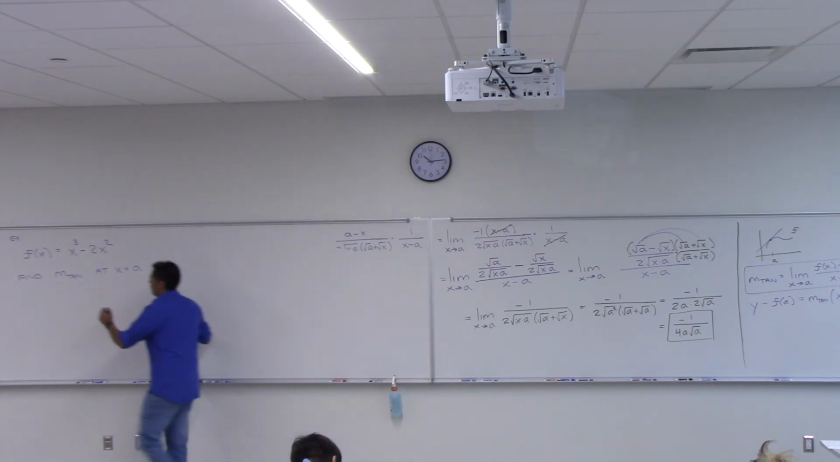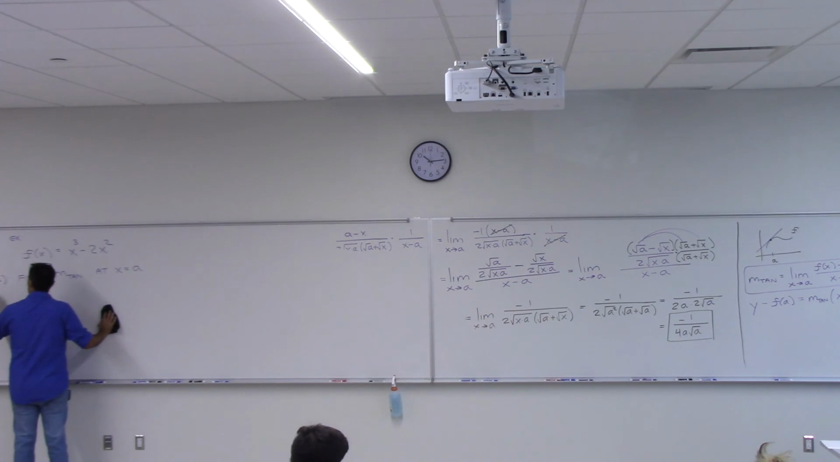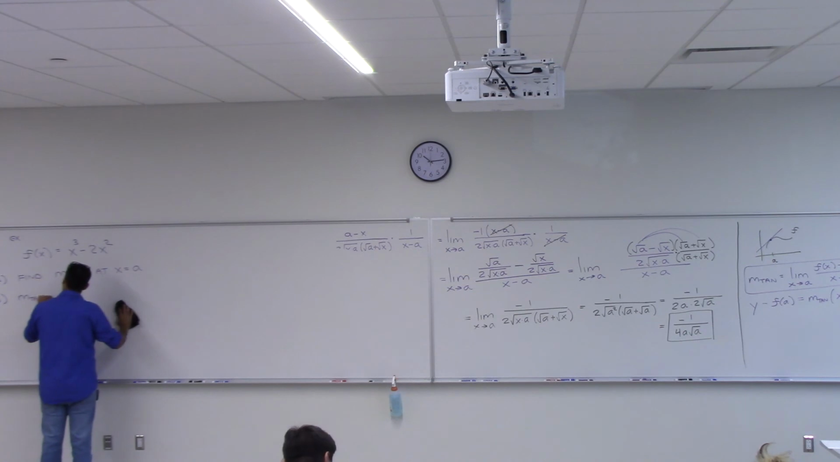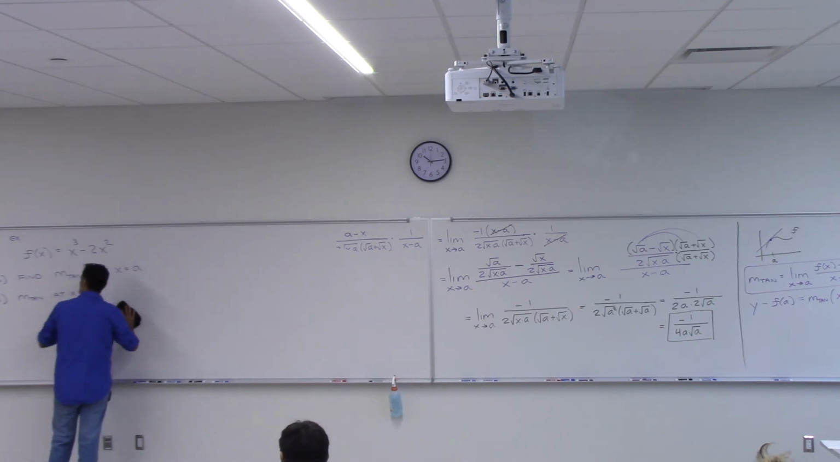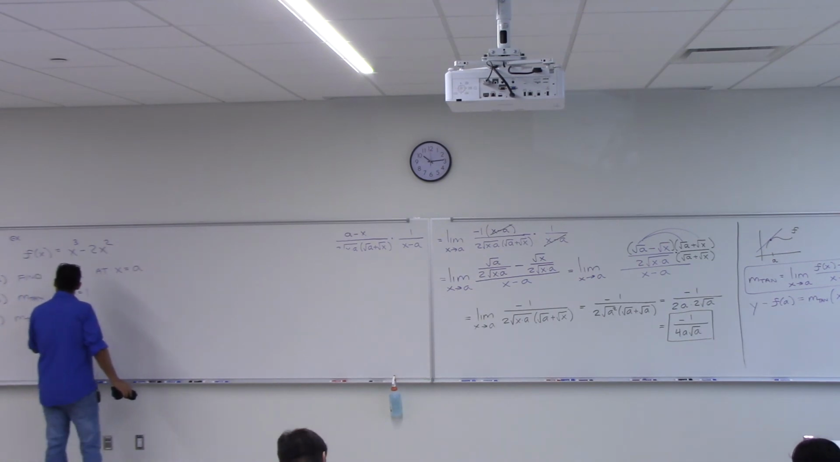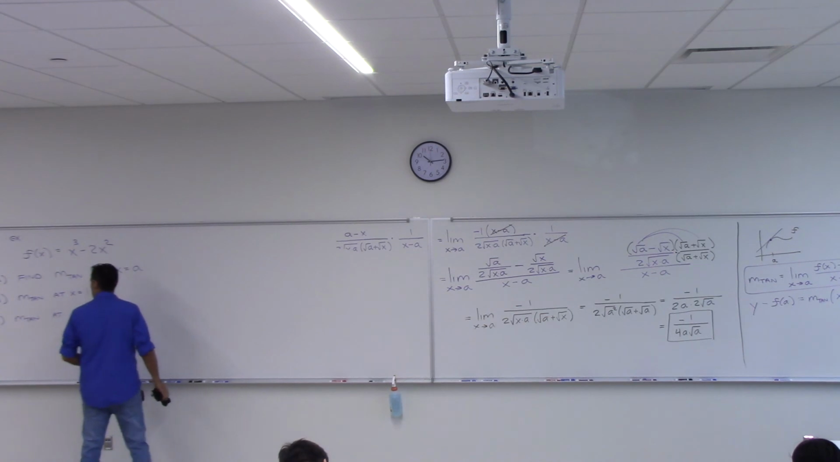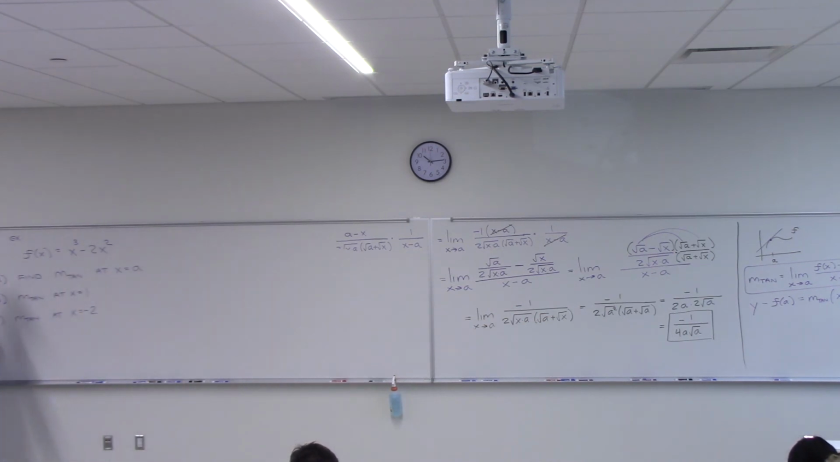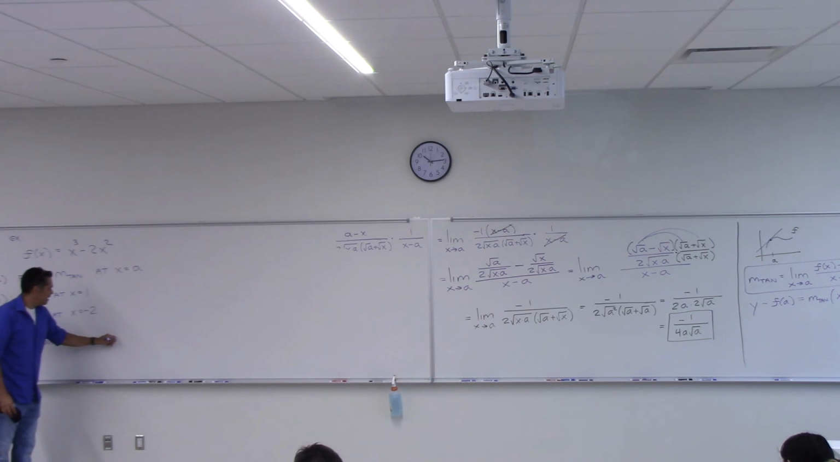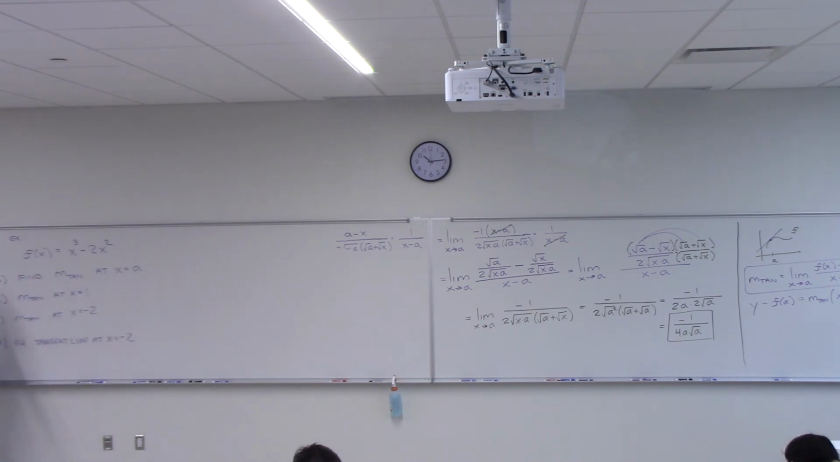Let's say that this is part A. Part B is I want you to find the slope of the tangent line at x equals 1. For part C, I'd like the slope of the tangent line at x equals -2. And then for part D, I want to know the equation of the tangent line at x equals -2. So these are all different things.